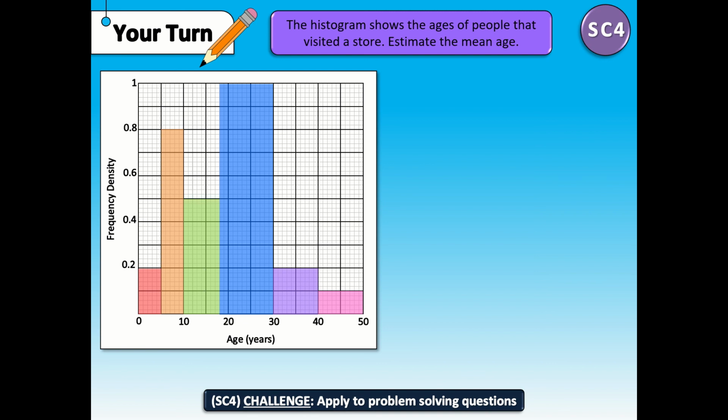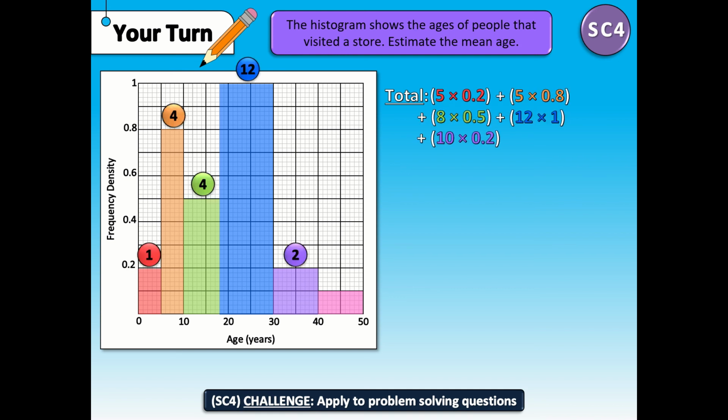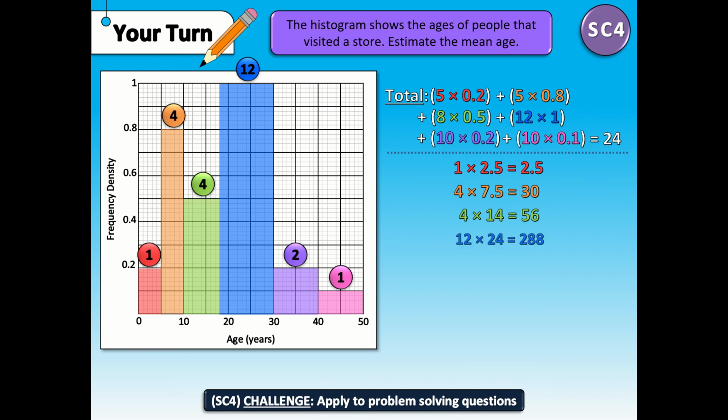So this time we're being asked to estimate the mean. So again, we work out the total. So we've got a total of 24 people. And remember, we need to use the middle of each bar, and we times that. So 1 times 2.5 is 2.5. 4 times 7.5 is 30. 4 times 14 is 56.